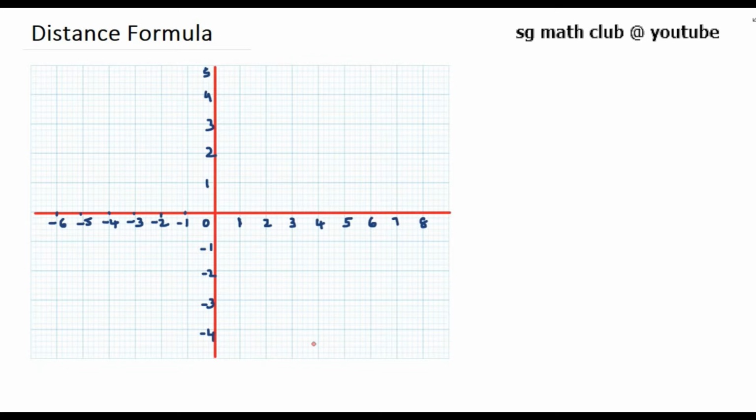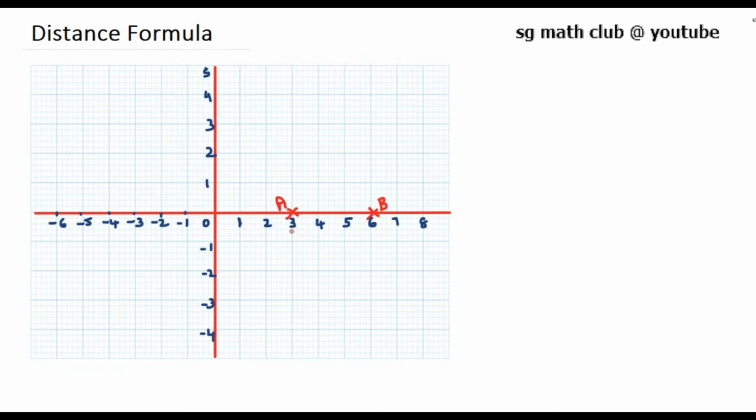Today's video, we will learn about the distance formula. As the name suggests, the distance formula helps us to find the distance between two points in the Cartesian plane. So now, suppose two points are lying on the x-axis. One point is A and the second point is here, B. How will you find the distance between these 2 points?